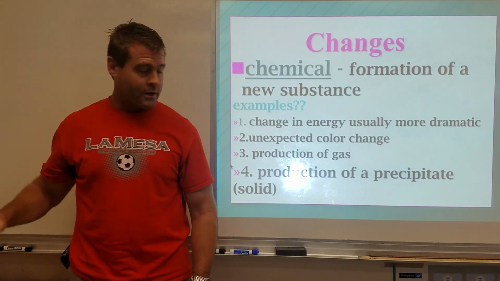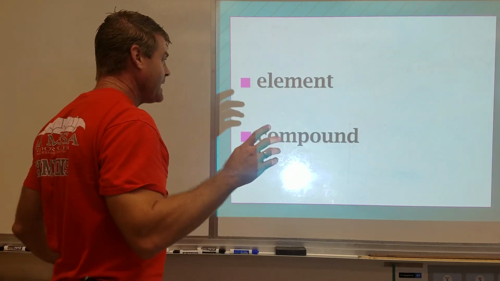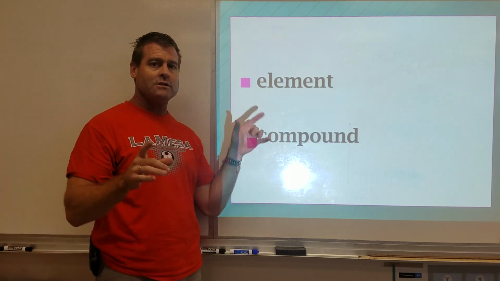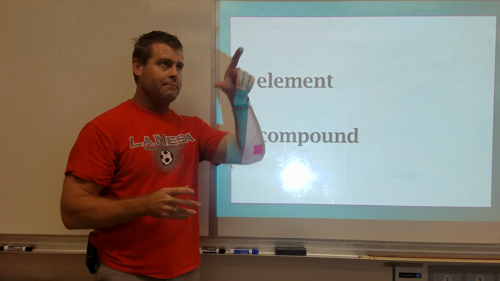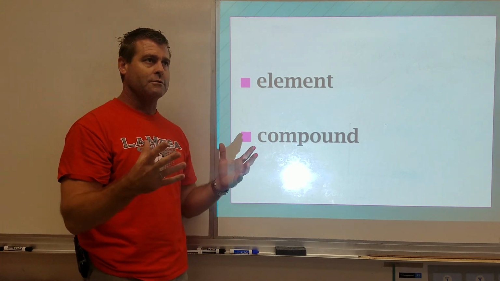Okay, we're going to finish up with just one last thing. I want to make a slight distinction between elements and compounds. If it's an element, you're going to find it on the periodic table. I keep pointing to the periodic table. You should always have a periodic table ready for you. If you look on your periodic table, those are all the elements.